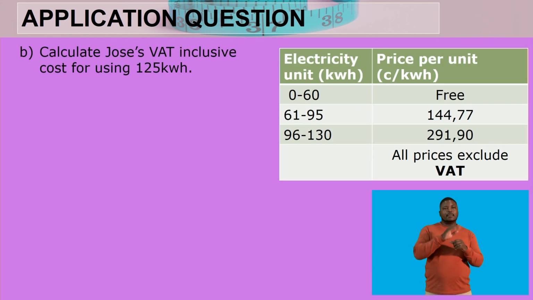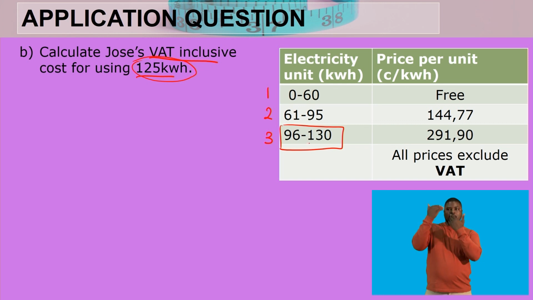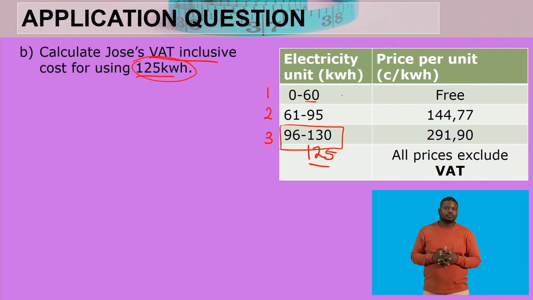Then B says, calculate Jose's VAT inclusive cost for using 125 kilowatts. The first step to solving this question is, firstly, you must identify where our 125 kilowatts falls. It will fall in the third category, whereby our maximum is no longer 130, but we are only ending at 125 kilowatts per hour. Then we start to find the amounts that you are allowed to use in each category. With the first category, you are allowed to use 60.